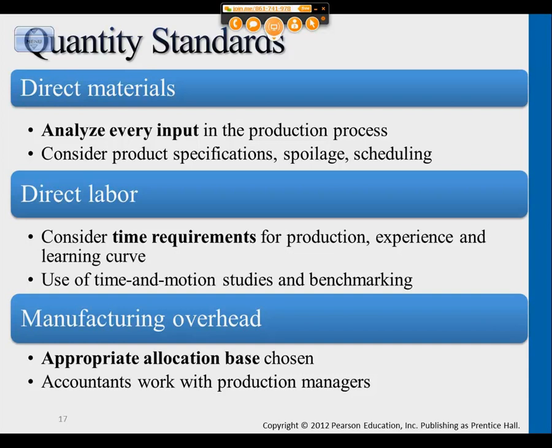Just briefly, for direct materials, we analyze every input in the production cycle, and then we consider product specifications, scheduling, spoilage, and so on. For direct labor, we consider the time requirements for production, experience, and the learning curve, and we use time and motion studies for benchmarking. The last one is manufacturing overhead, where an appropriate allocation base is chosen. To determine that, our accountants work with the production managers.